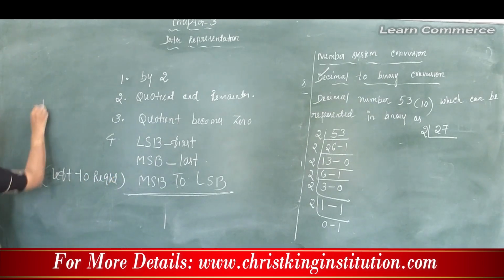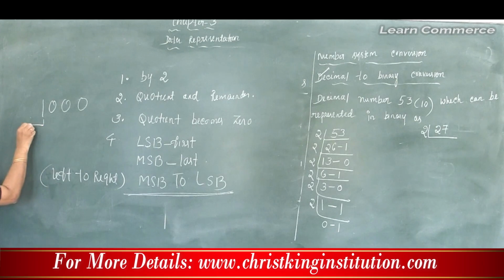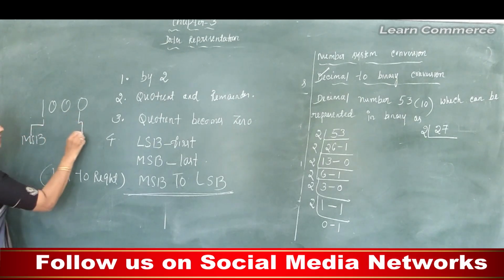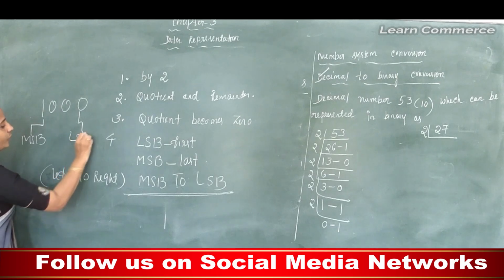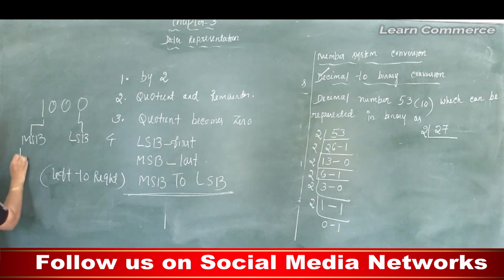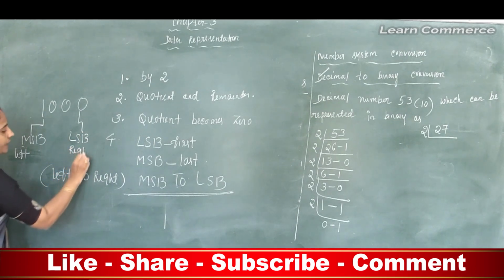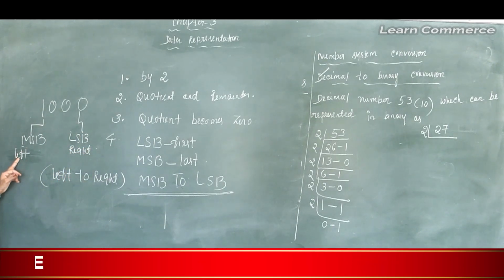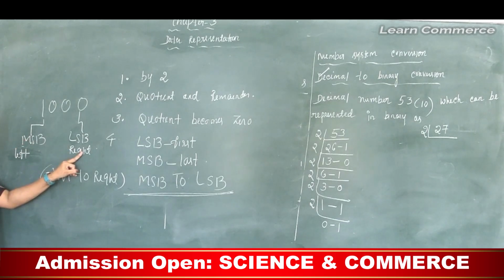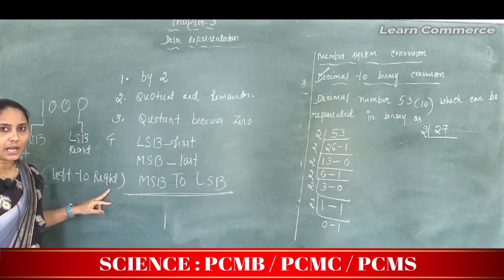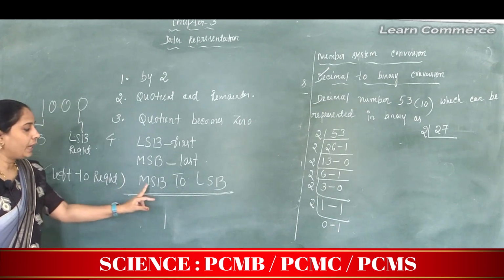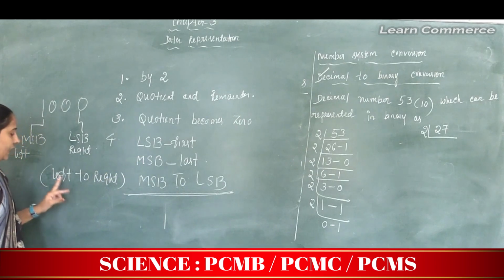Do you remember, while taking the example 1000, I said this one is the MSB and this one is the LSB. This is the right hand side and this one is the left hand side. So we can say the leftmost bit is the MSB and the rightmost bit is the LSB. After getting the answer, you need to write it from MSB to LSB, that is called left to right.